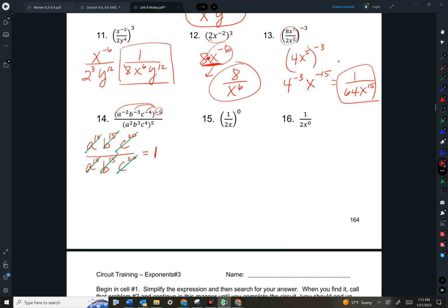Okay? So remember the last rule that we had up at the top? We said if something is raised to the 0 and this whole thing is raised to the 0, it just automatically equals 1. Now that's different than number 16 because that 0 exponent is only on the x. So it's only this part that equals 1. So you actually have 1 over 2 times 1, which actually comes out to be 1/2. Okay, so that is section 6.2.